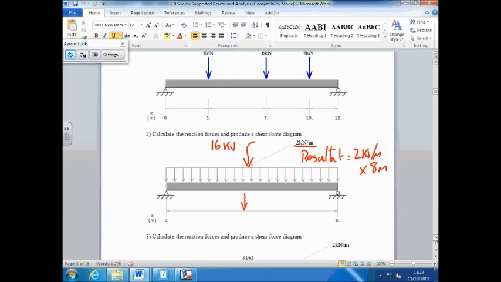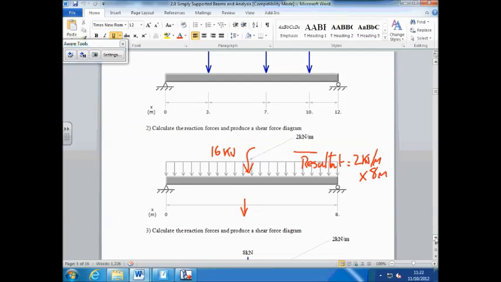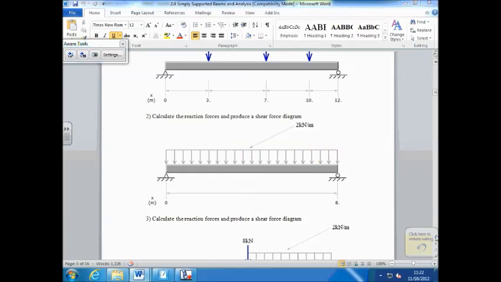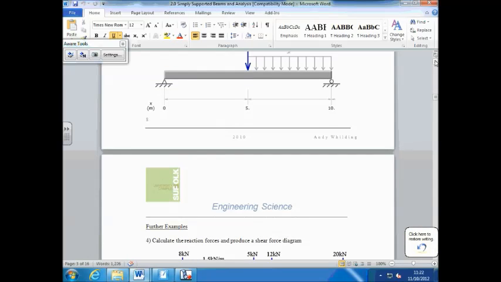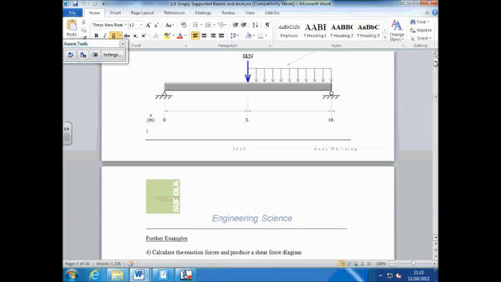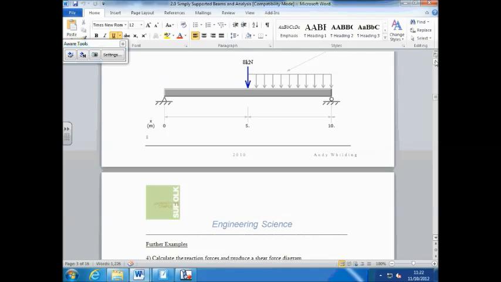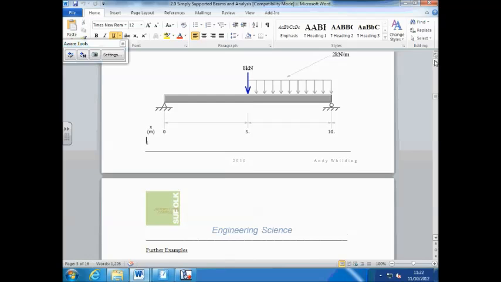If we look at question number 3, anticipating the next question, when you get to that, you'll see that this time you have a UDL that's from the 5 meter mark to the 20 meter mark. So now you've got a point load of 8 kilonewtons acting down, but also a UDL of 2 kilonewtons per meter acting down. So what I would then do is find the resultant and assume that's acting in the middle of the UDL, which is from there to there. Okay? So 2 kilonewtons again multiplied by the distance will give you the size of that force.